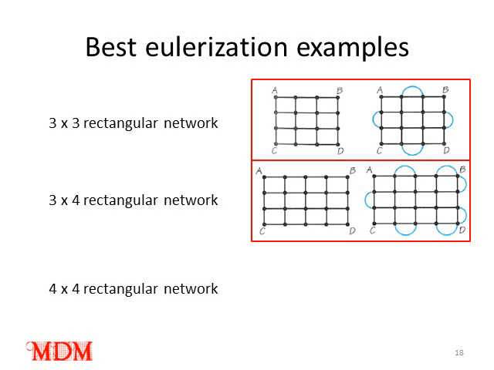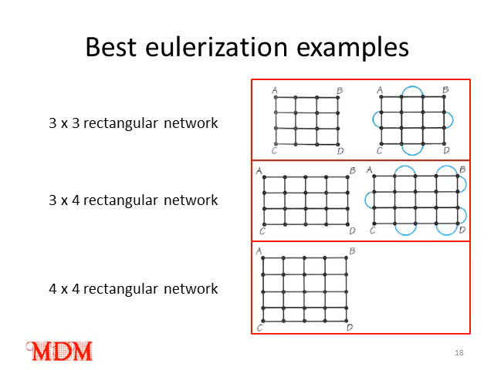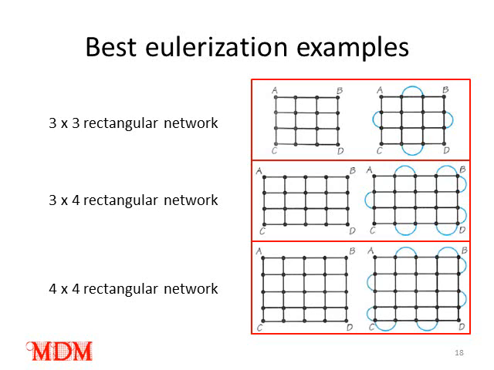And finally, a 4x4 rectangular network. We have 4 rows and 4 columns of rectangles forming the larger rectangle. A best Eulerization example of this is this one. Now, you might wonder, well, how do you get those? How can you find a best Eulerization example?